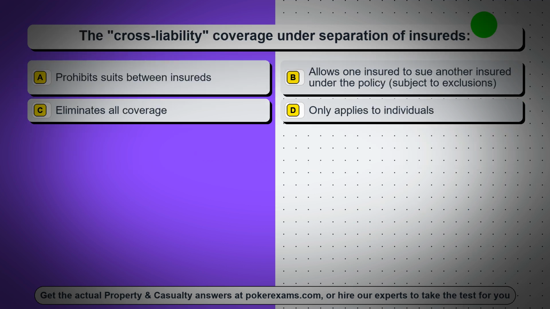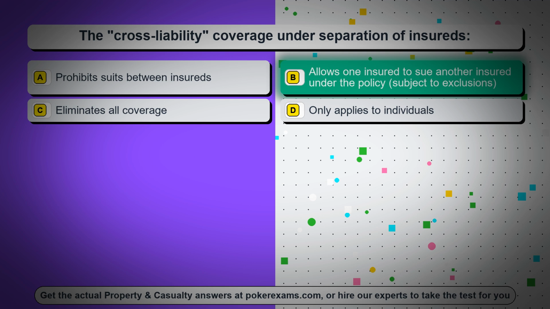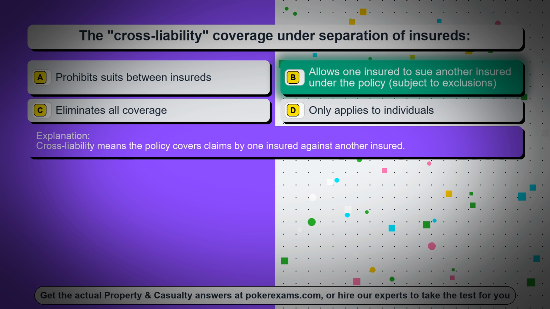Question 7. The cross-liability coverage under separation of insureds: Option A, Prohibits suits between insureds. Option B, Allows one insured to sue another insured under the policy, subject to exclusions. Option C, Eliminates all coverage. Option D, Only applies to individuals. The correct answer is option B. Allows one insured to sue another insured under the policy, subject to exclusions. Cross-liability means the policy covers claims by one insured against another insured.